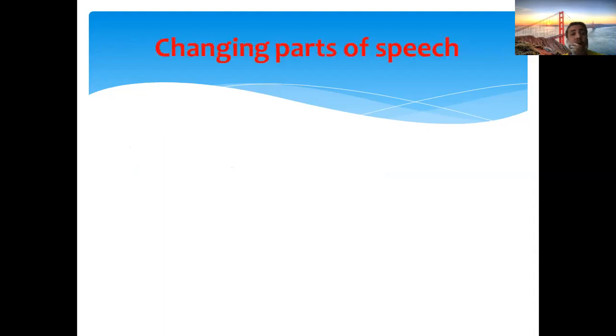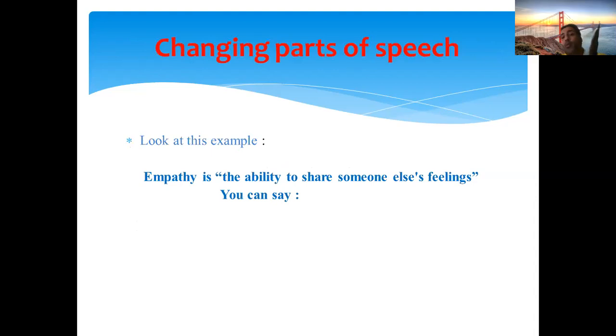Now let's move to another technique, which is changing parts of speech. Look at the example. Empathy is the ability to share someone else's feelings. Here, I'd like to change parts of speech. I mean, to change a verb into a noun, to change a noun into an adjective, to change an adjective into an adverb. And we have a real example from the passage, as I said. So how can we change this sentence? Look at this.